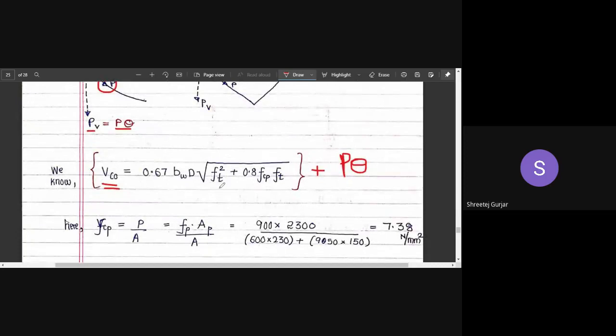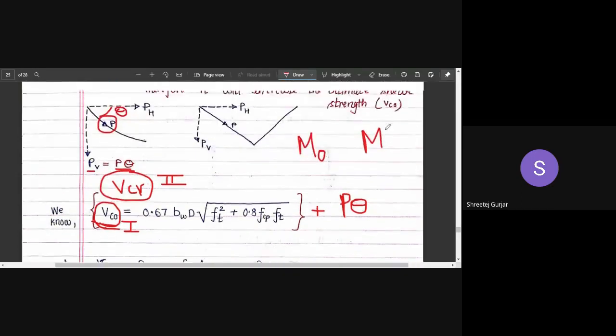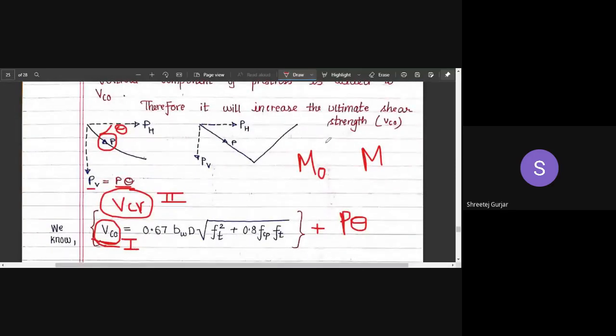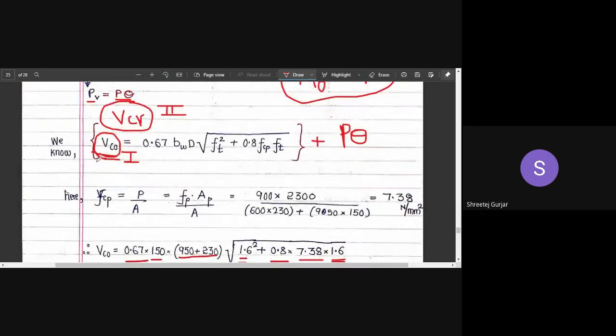Now you might ask me, why have I used this particular VCO and not gone for VCR? It might be a doubt in your head why we have not used the VCR formula and why we have considered the first case, that is uncracked, and not gone for the second case, that is cracked. If you go through the formula for cracked, it was having M naught and it was having M. In the question, there is no mention of moment or any other thing. So if this is missing, you have to go for VCO.